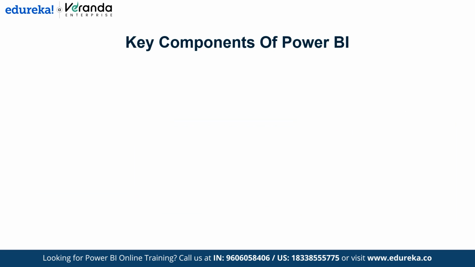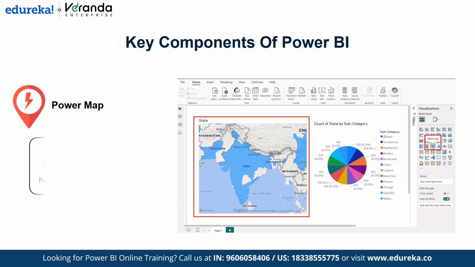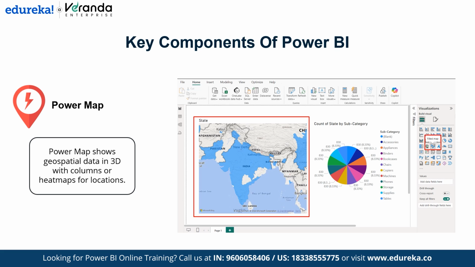Moving on to the next component, that is the Power Map. Power Map is used to display geospatial data in 3D. When the visualization is rendered in 3D mode, it adds another dimension to it. In Power Map, you can define one attribute as the length of the column in 3D and enable a heat map view. The data can be highlighted according to the geographical location. Geographical locations include a country, state, city, or street address.